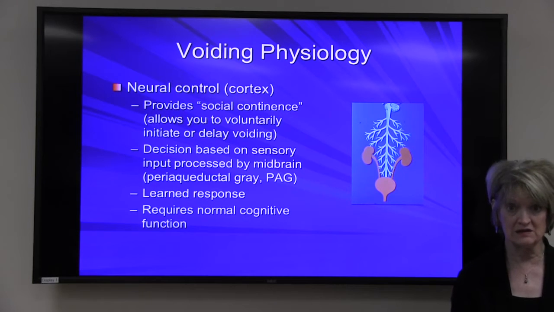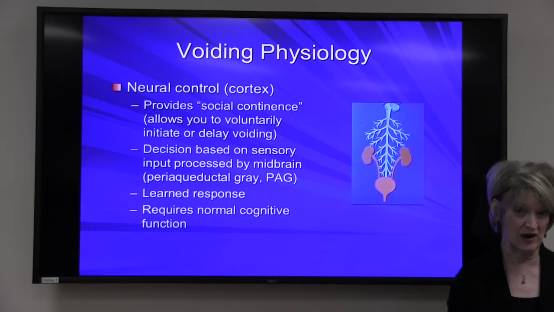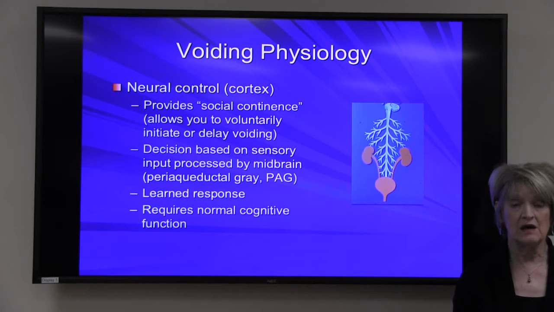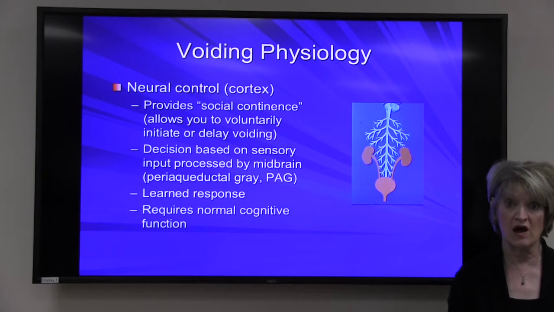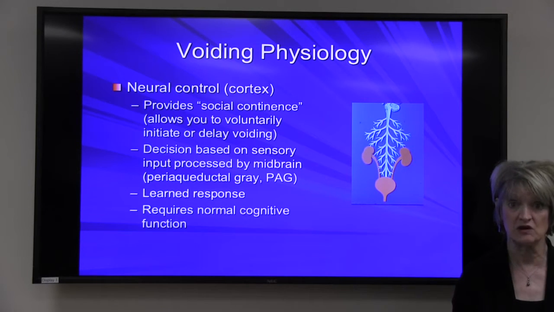Controlled voiding, continence, is a learned response. We weren't born continent. We had to learn how to recognize the sensation of bladder filling. We had to learn how to control our pelvic floor muscles so that we could delay voiding till an appropriate time and place. Clearly, continence requires normal cognitive function. So when we have patients who have advanced dementia, one of the things that happens is they lose social continence. The bladder continues to empty, but you lose the ability to decide when and where to void. And they void in very inappropriate places.